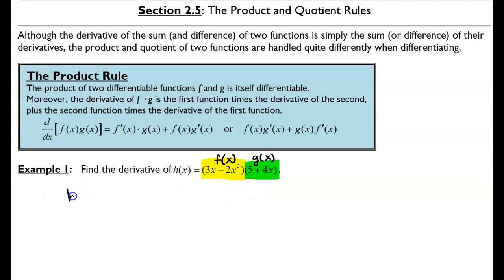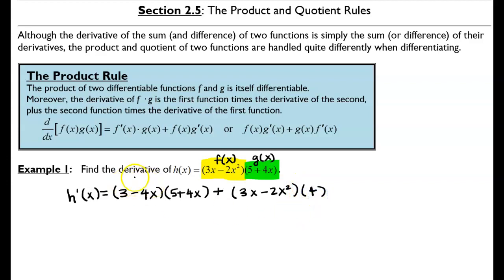So when I find h prime of x, I'm going to take the derivative of the first part, so 3x minus 2x squared. That derivative is 3 minus 4x. Then I multiply it by the second part, 5 plus 4x. Notice I didn't take the derivative there, it's just the plain old second part. Plus in the middle, the first part, 3x minus 2x squared, times the derivative of the second part, which is 4. So this was my f prime times g plus f times g prime. Okay, so f prime g plus f g prime.